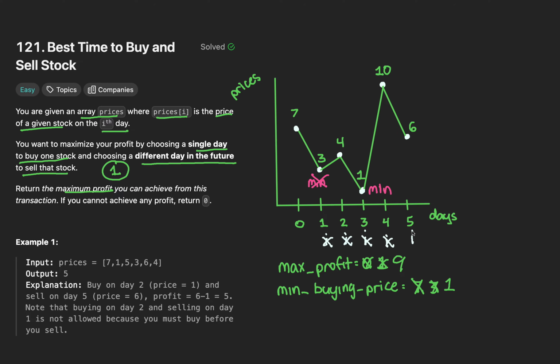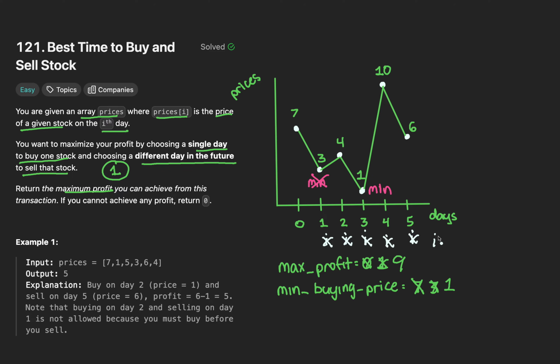Great, now on the last iteration, we sell for a price of 6. Was the minimum buying price? It's the 1 as seen here in our visual. So real quick, 6 minus 1 is 5. Comparing that, 9 is greater, so we keep 9. We move on. We increment I, and we're done with our for loop.